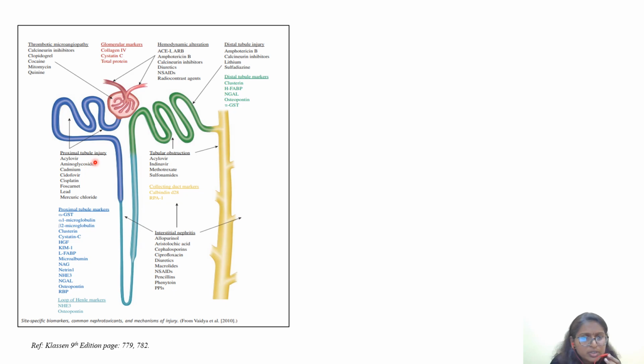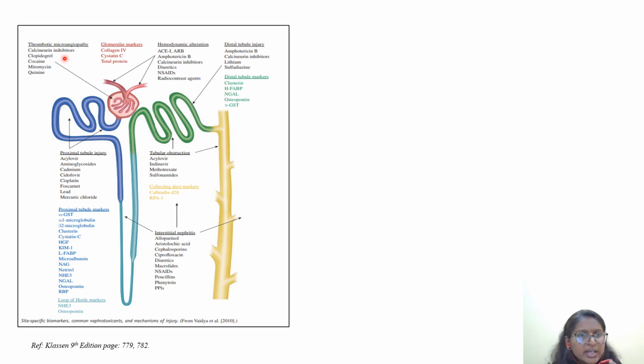Proximal tubular injury, this blue color region, is caused by acyclovir. Again, see, acyclovir has two sides: one is tubular obstruction as well as proximal tubular injury. Aminoglycoside, cadmium. Another question you might get: which of the following metals, cadmium, lead, cause proximal tubular injury? Like this, they might club certain questions. And already we have learnt about mercury chloride, an inorganic form of mercury. It is causing proximal tubular injury.